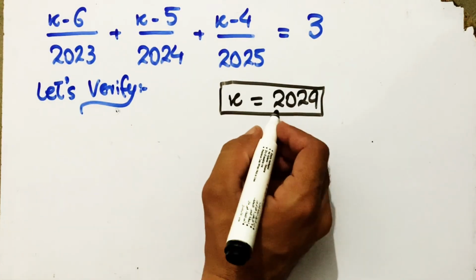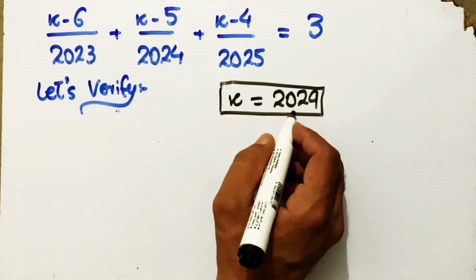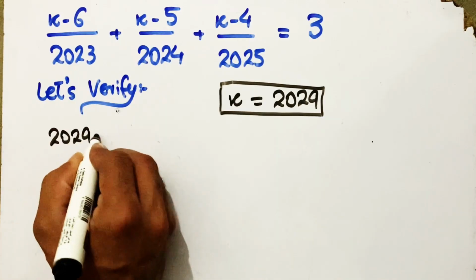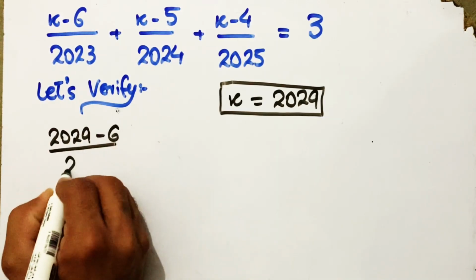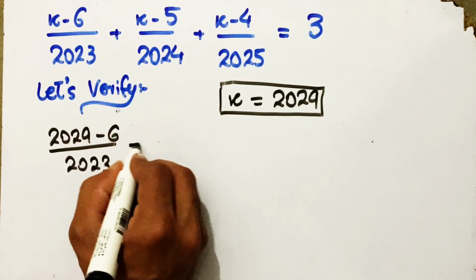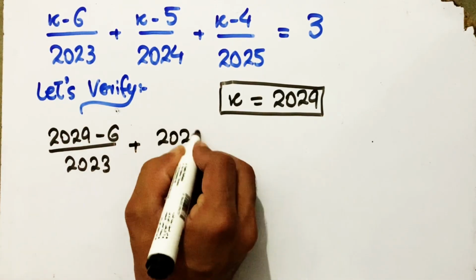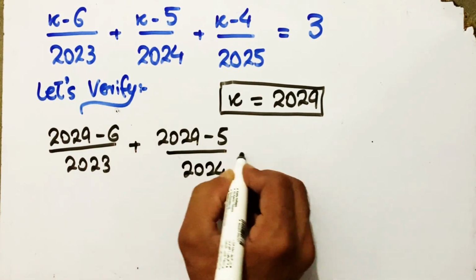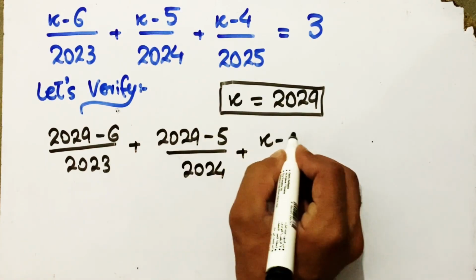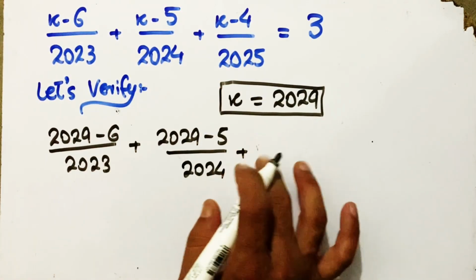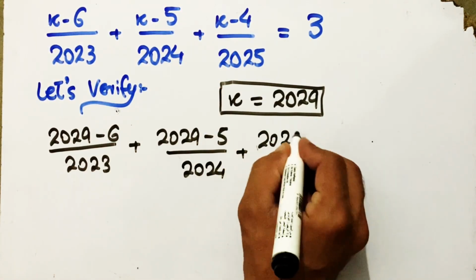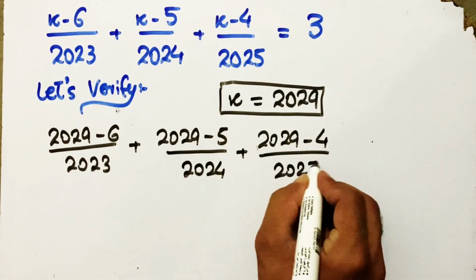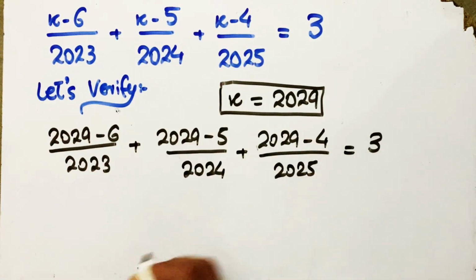Now let's verify by putting x equal to 2029. So our equation is (2029 minus 6) divided by 2023 plus (2029 minus 5) divided by 2024 plus (2029 minus 4) divided by 2025, that is equal to 3.